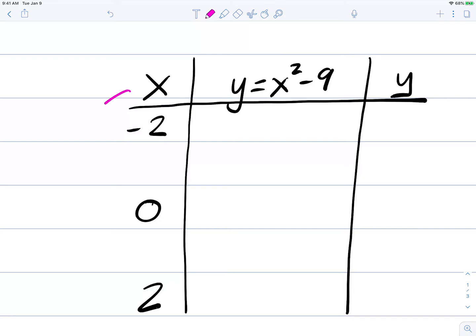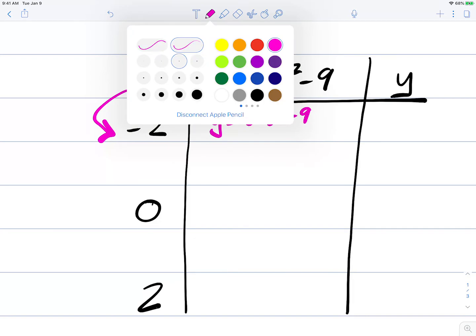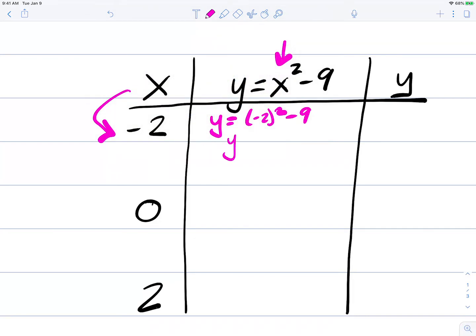So if x is negative 2, then I'm going to put a negative 2 where x is. So I'm going to have y equals negative 2 squared minus 9. And negative 2 squared means negative 2 times negative 2, which is 4, minus 9. And 4 minus 9 is negative 5. So that middle part is your work as you're going, and the end answer goes on the right-hand side.